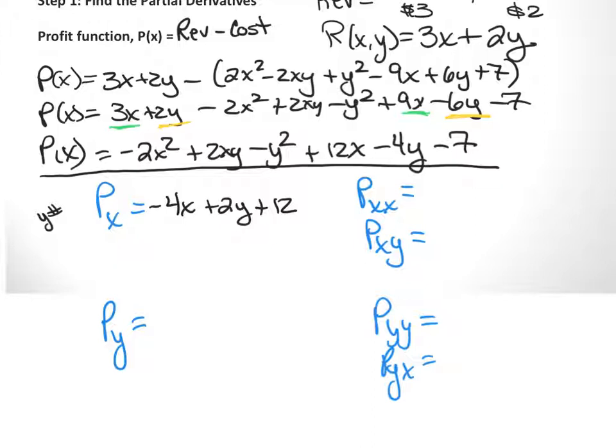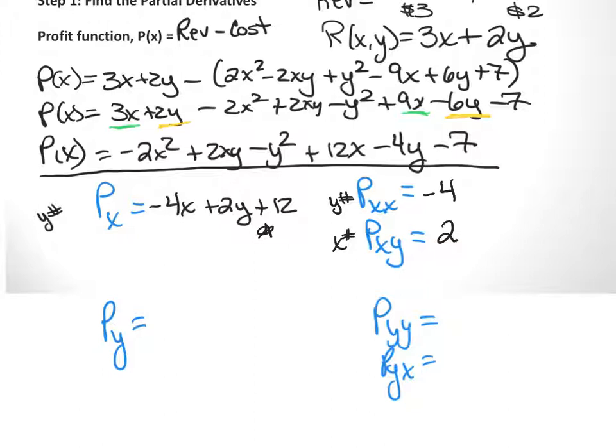Since we're at this one already, let's take the partial here with respect to x again. When you do that, y is a number, and so we get minus 4. The 2y gives us a zero derivative. 12 gives us a zero derivative. Now let's go back to here again and do it with respect to y, where x is a number. So minus 4x gives us 0, plus 2y gives us 2, 12 gives us 0 as those partial derivatives.